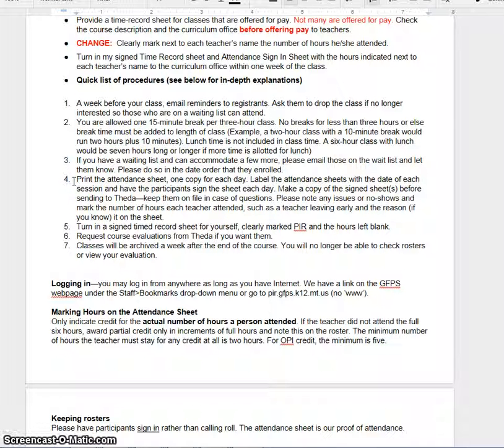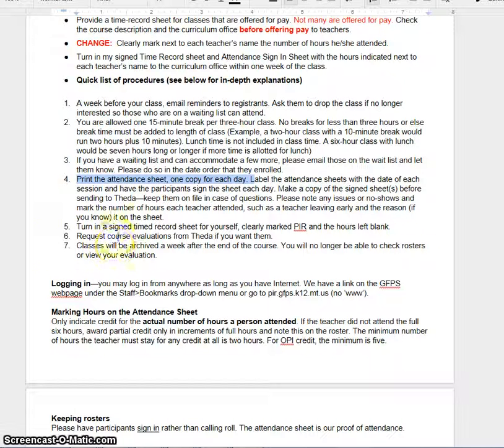You should be able to go in and print the attendance sheet. There's a video available for that, so you need to go out and watch that one, but make sure you print that attendance sheet, one copy for each day. Don't just have them sign multiple days or multiple sessions on that same sheet. We need to be able to see different days with different sheets so that we can keep them separate, so that there's no question whether or not somebody was there on that particular day.